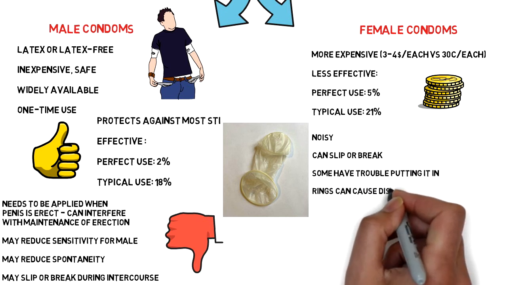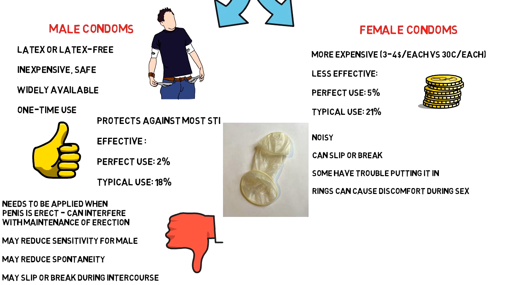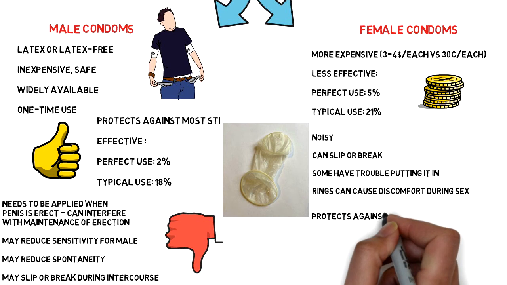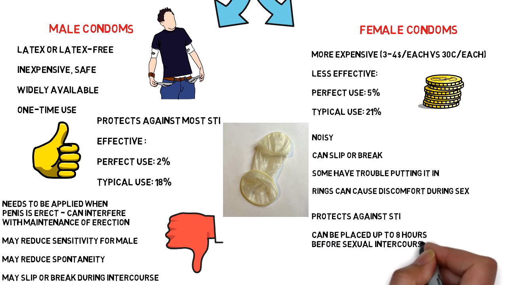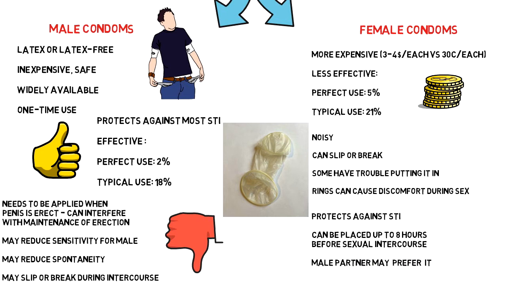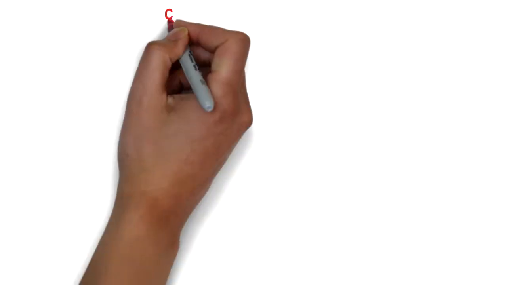Some women also have trouble putting the condom in, and the rings at both ends can potentially cause discomfort during intercourse. Advantages are that they do protect against sexually transmitted infections. You can place them up to 8 hours in advance, which helps with spontaneity, and the male partner sometimes may prefer it to the male condom.